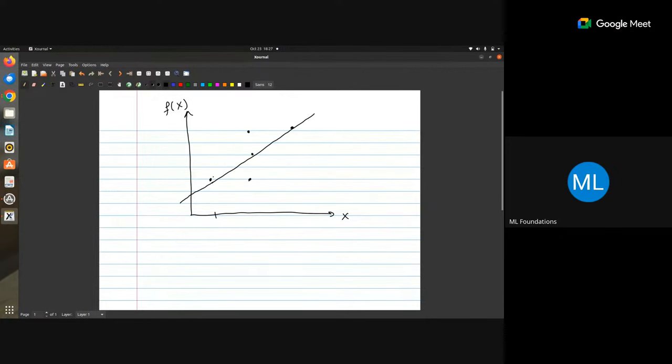I will consider this as data point 1, this data point 2, this data point 3, this 4, and this 5. Shall I write x1, y1 for this? I think that will be better. So this is x1, y1, this is x2, y2, x3, y3, this is x4, y4, and x5, y5. All of you understand where x1, x2 are, right? This is x1, this is x2, and similarly like this. I'm just not writing it on the axis.